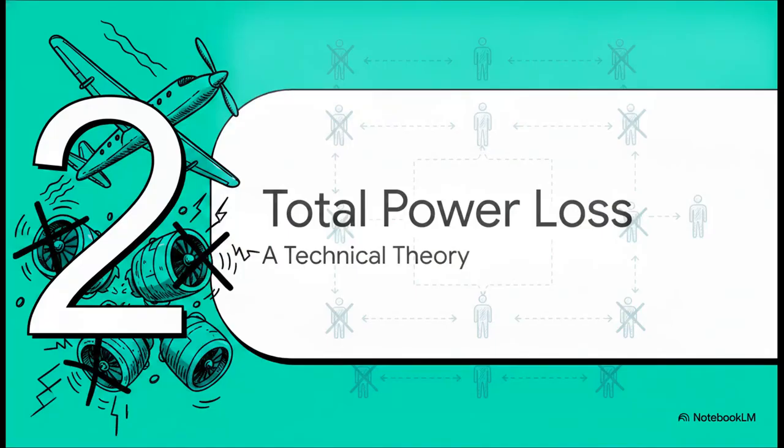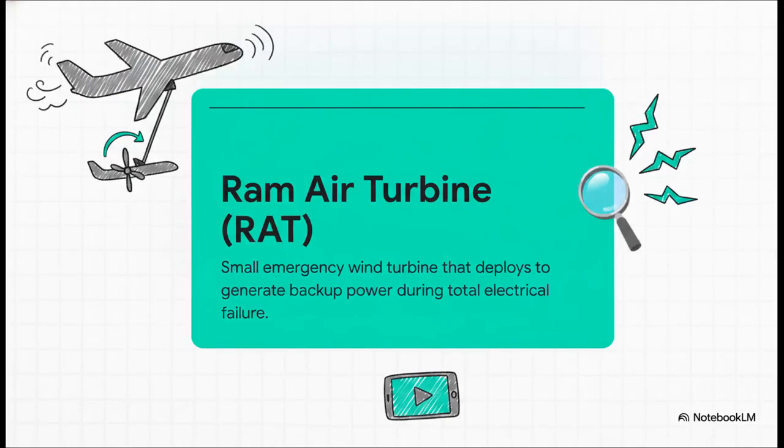Section 2. Unpacking total power loss. So if we logically rule out basic pilot error, we're left with a catastrophic technical theory, and it's one that actually lines up perfectly with the visual evidence. We're talking about a total power loss of both engines.